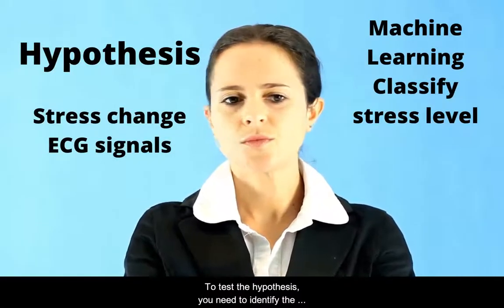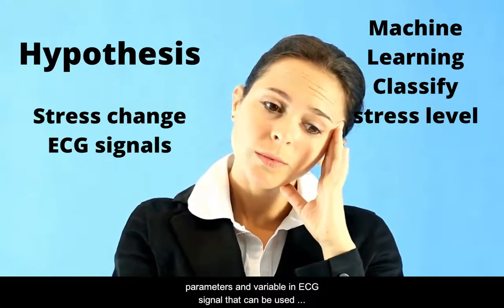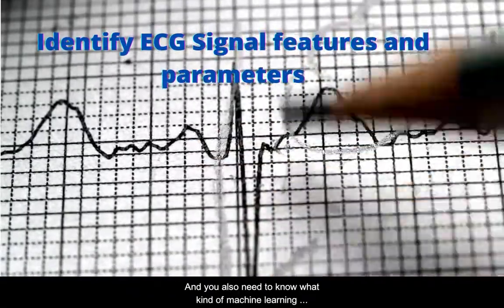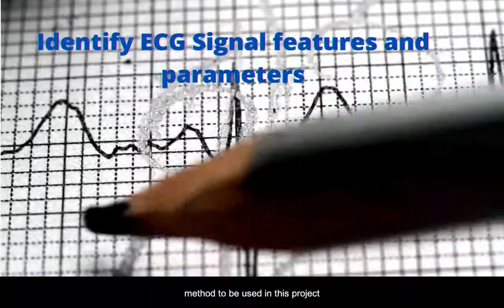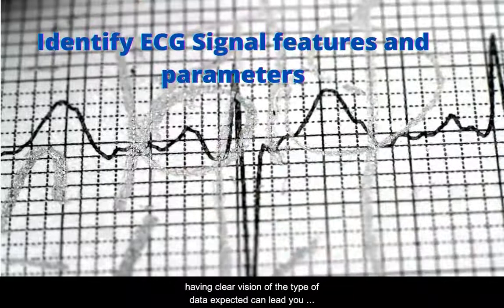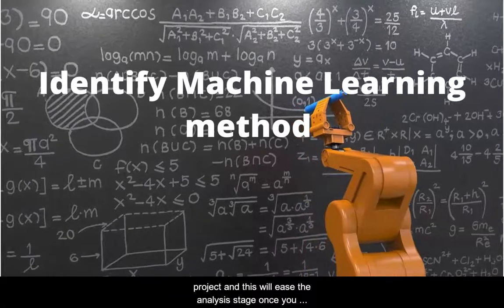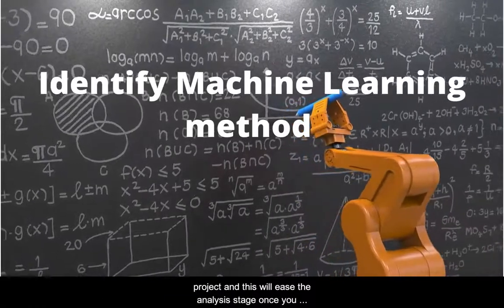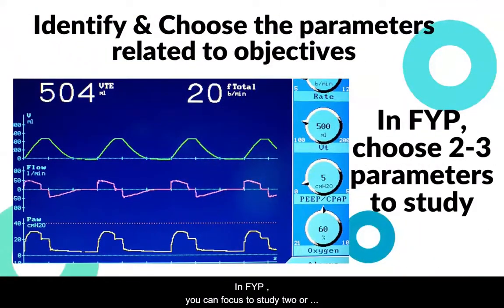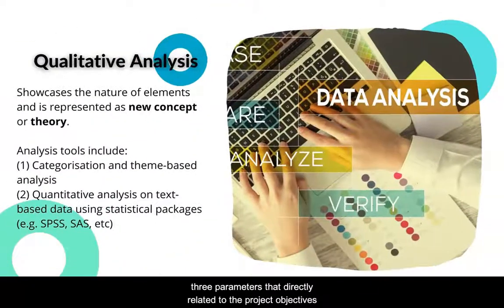And to test the hypothesis, you need to identify the parameters and variables in the ECG signal that can be used in machine learning. And you also need to know what kind of machine learning methods to be used in this project. Having a clear vision of the type of data expected can lead you to the best method or approach to conduct your project, and this will ease the analysis stage once you obtain the data. In FYP, you can focus on 2 or 3 parameters that are directly related to the project objective.